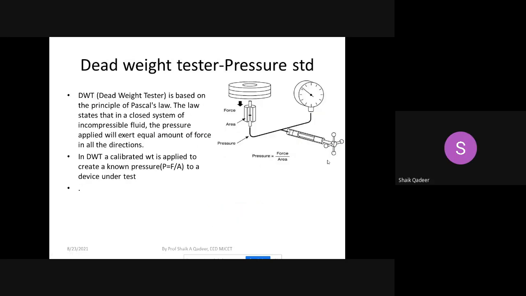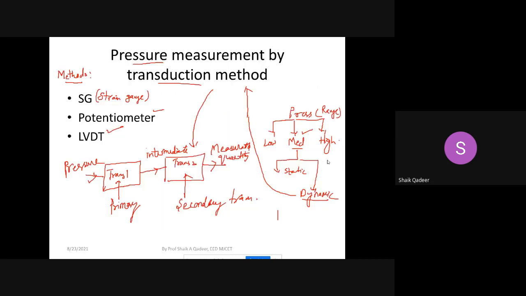So this covers our first topic of discussion, that is nothing but dynamic pressure measurement with the help of elastic element. It consists of two blocks. One is the primary transducer block, another one the secondary transducer block. The primary transducer block converts the pressure quantity into an intermediate quantity. The secondary transducer converts the intermediate quantity into a measurable quantity.